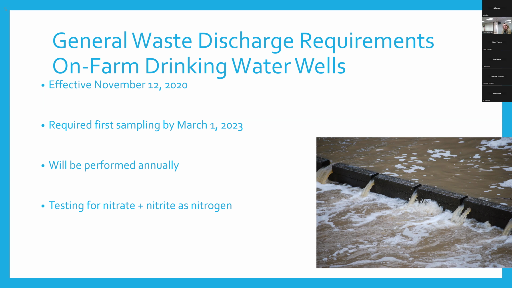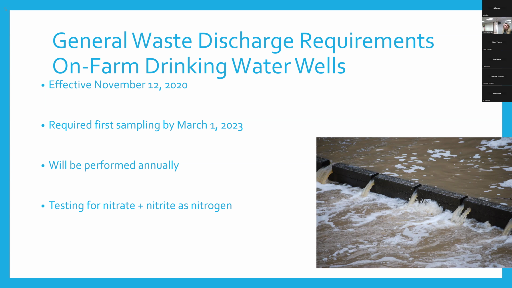The general waste discharge requirements for on-farm drinking water wells came into effect in November of 2022. Required sampling came into effect in March 2023. Now, a lot of the forms did not get to the individuals affected prior to that, so that is not a hard date as it stands. The tests need to be performed annually. These will include nitrate and nitrite as nitrogen.